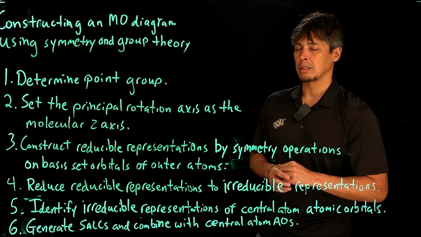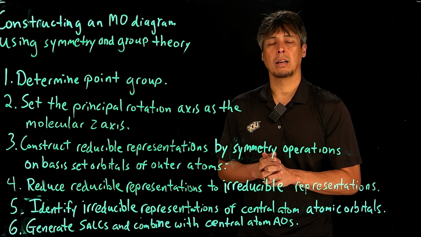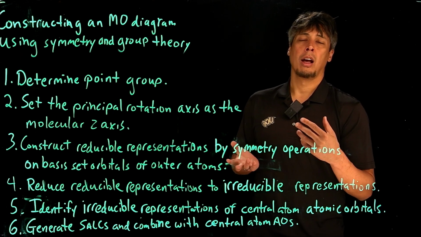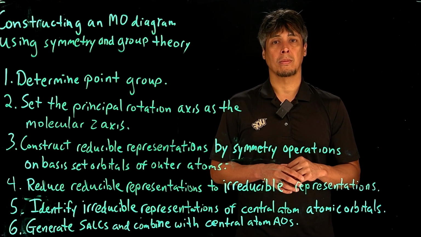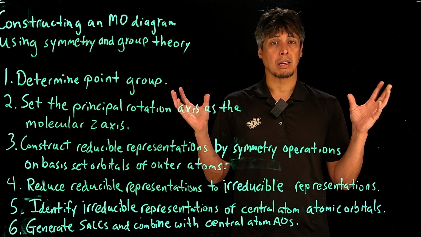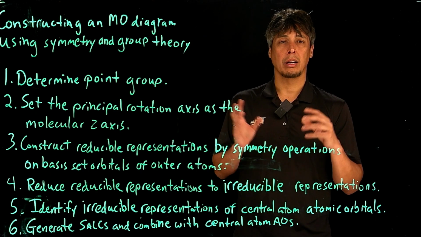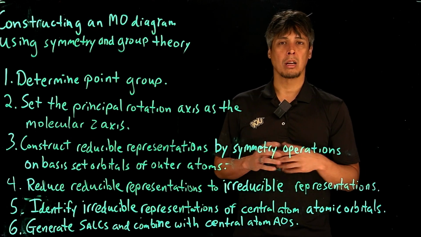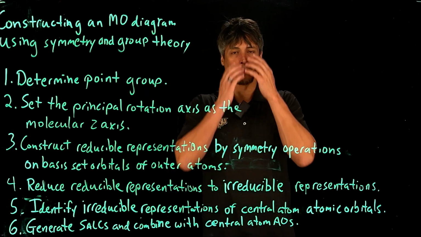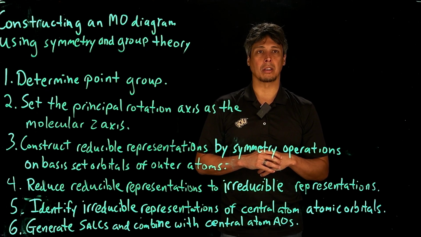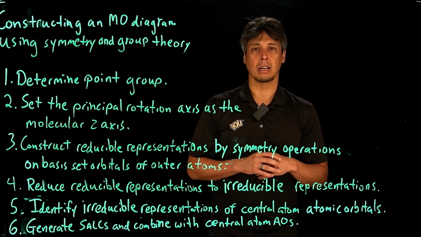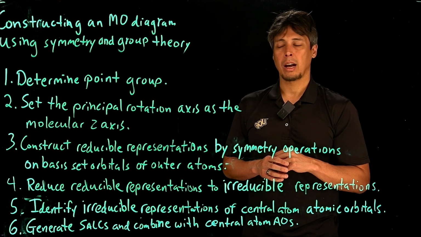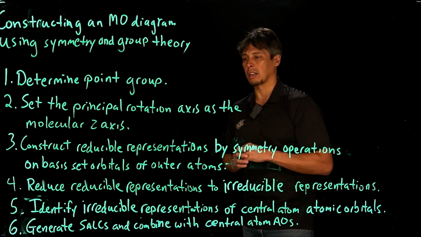irreducible representations. And so what that allows us to do, once we have these irreducible representations, we then get information that allows us to construct from the basis set of the outer atoms the symmetry adapted linear combinations of atomic orbitals, or SALCs, that represent what we expect the central atom to interact with, or the wave function of the outer atoms within the compound.